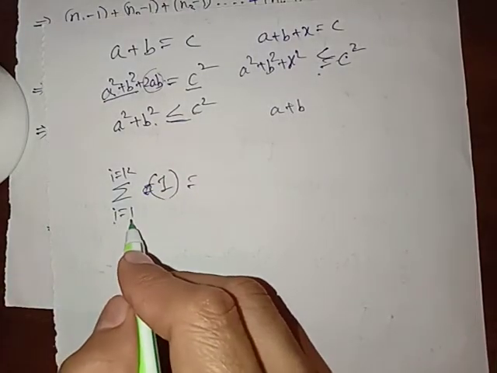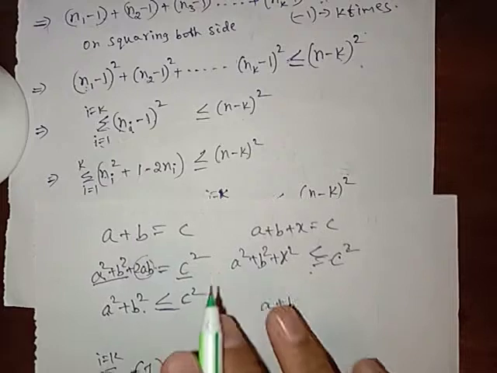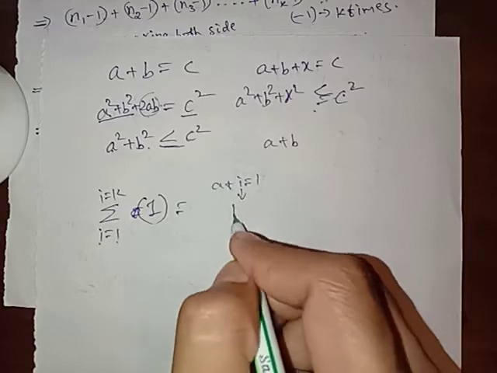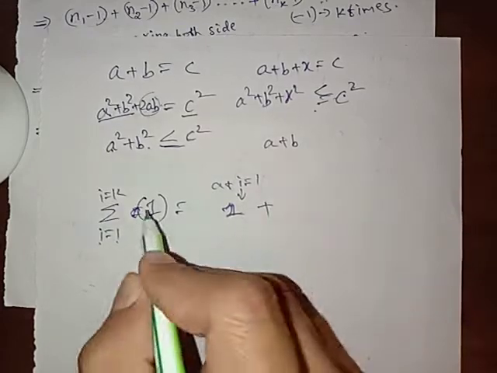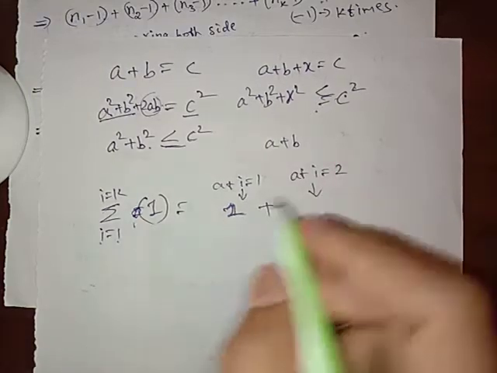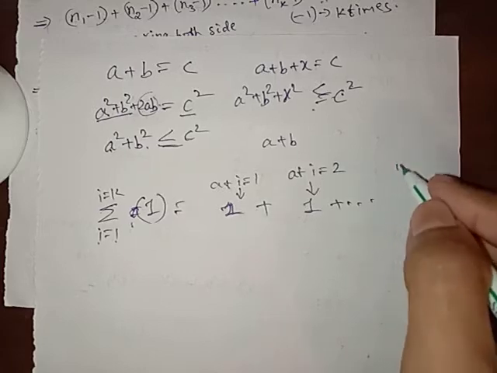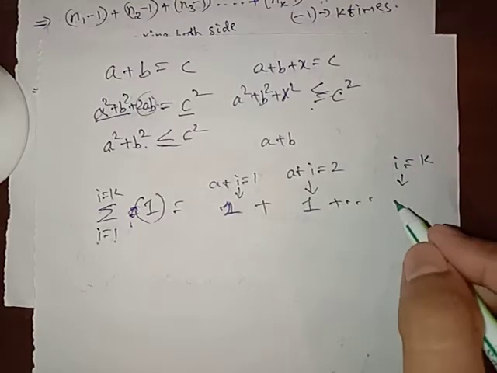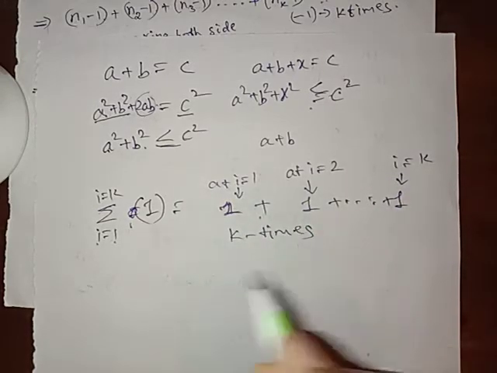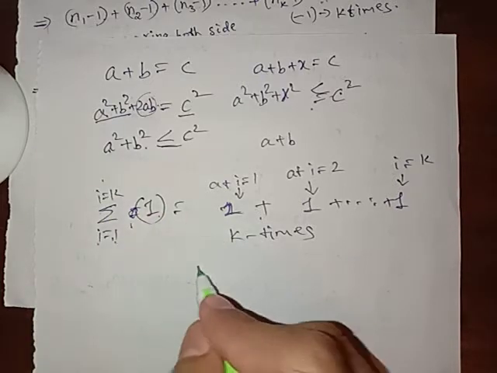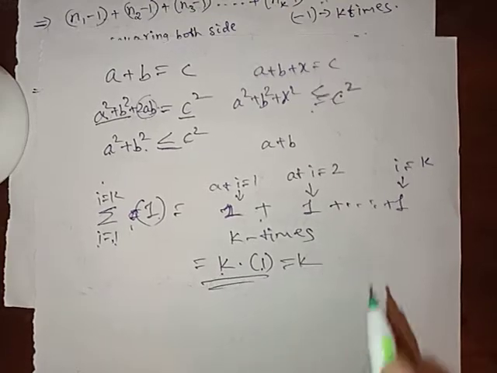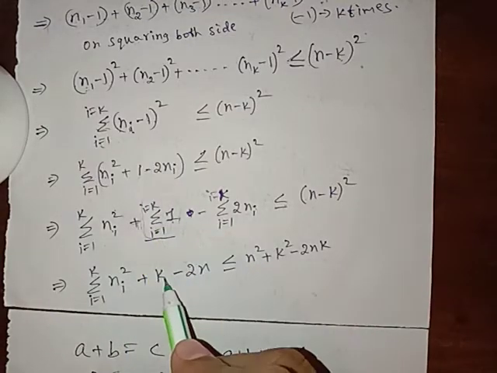Now at i equals 1, here there is no ni, so we can directly write the value is 1. At i equals 2, also it is 1. Similarly, up to i equals k, it is 1. So 1 is repeated k times. So the summation of 1 from i equals 1 to k is k into 1, since 1 is repeated k times, so it is equal to k. So the value of this one is k.